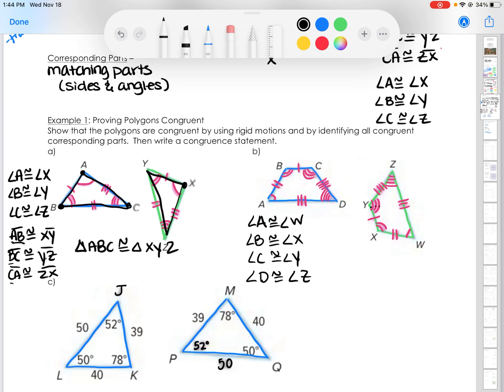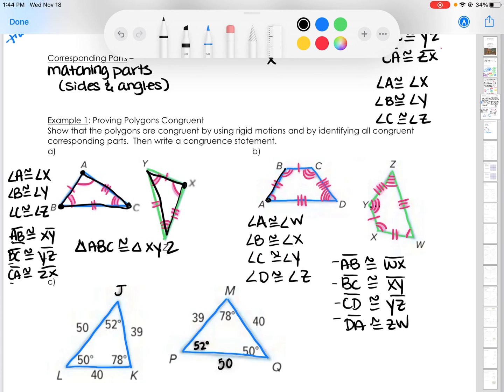Then we're going to do the same with sides. Side AB has 2 dash marks on it, and WX has 2 dash marks. Then we have side BC with 1 dash mark, and side XY. CD has 4, YZ has 4, and DA has 3, as does ZW. When I'm doing this, I'm purposely going around. I started at A and went to B, so from A to B to C to D. I would call this shape ABCD.